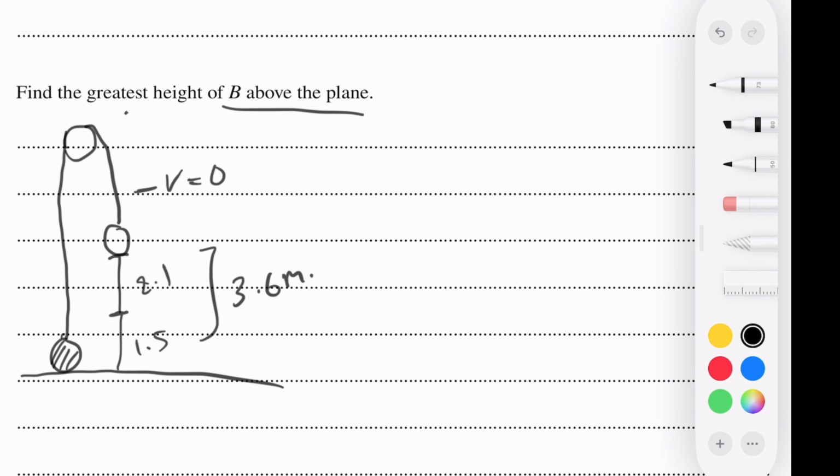And when it's moving during that second stage, after A hits the ground, the tension in the string is going to equal 0, because the string will become slack as soon as A hits the ground. So acceleration is actually going to be negative 10, because we're only moving under the effect of gravity, since there's no other force acting.